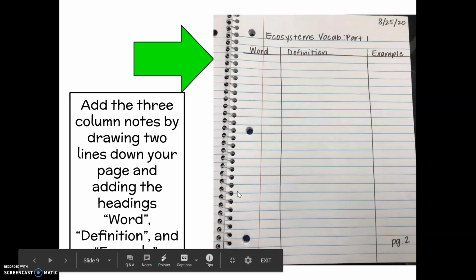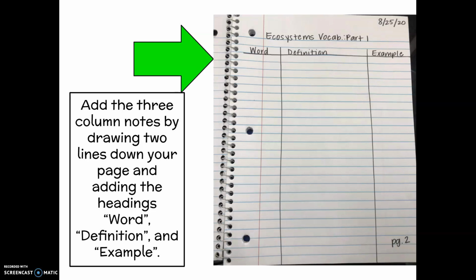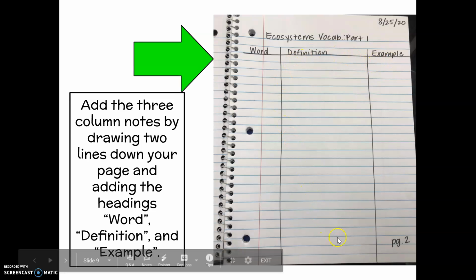Finally, we need to set up our notes page for 3-column notes. So similar to the little one we did yesterday, you want to separate your page into 3 different columns. The first column for the word, the second column for the definition, and the third column for the example. Similar to yesterday, try to make your definition column the widest because that will take up the most space. And for today's notes, your 3-column notes are going to take up the whole page. So when drawing your lines, you can go all the way down. Again, you may want to pause to copy this part down.